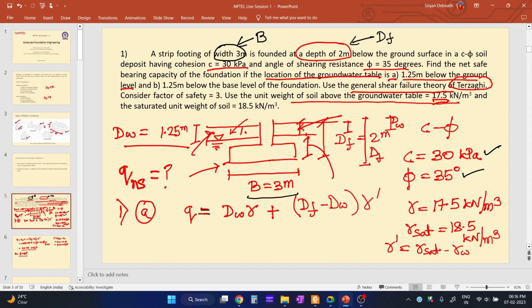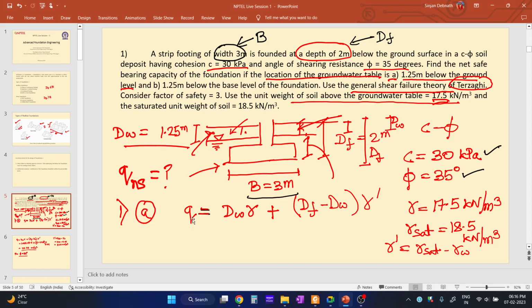C-phi soil means it has both cohesion and an angle of friction. In the field, in many cases, you can't get only cohesive soil, that is pure clay or pure sand. You will get a mixture, for example silty sand. If you conduct tests on silty sand, you will get both C and phi values.